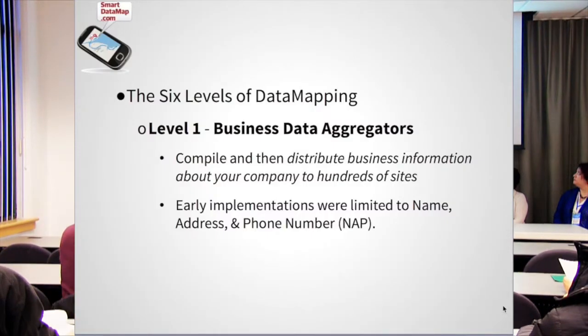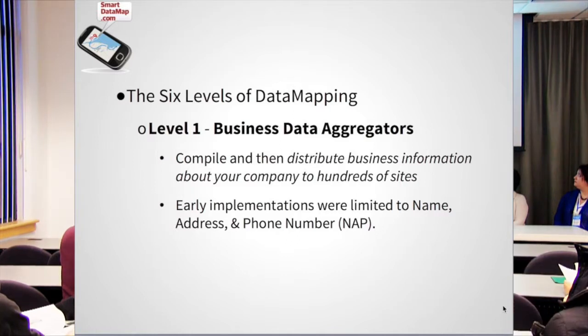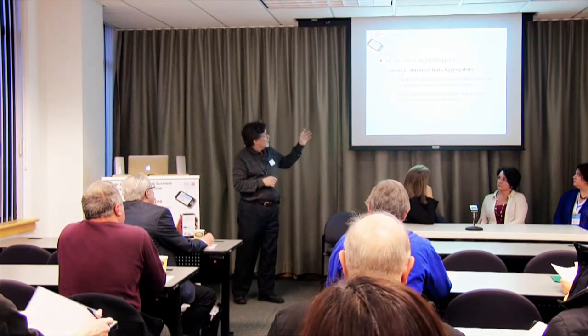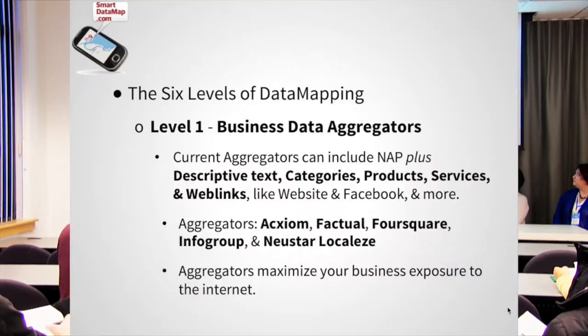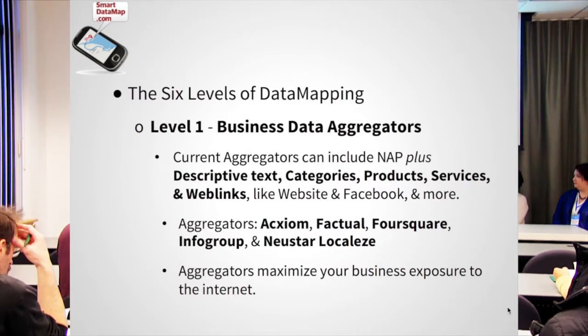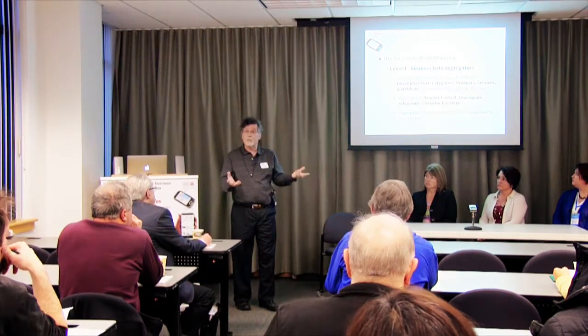The first level is these companies called business data aggregators. They keep track of, used to be just name, address, and phone number for your business. That used to be pretty much all you'd have, like in Yellow Pages or something like that. Now, your business can have many other ways to represent itself. It can have descriptive text about what you actually do. It can have categories. What does your business do? Do you do product, services? Do you have a website, Facebook? All of these can be represented.